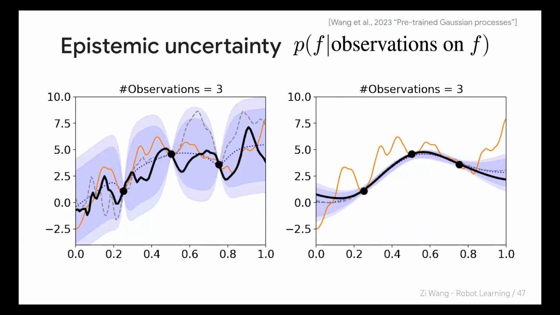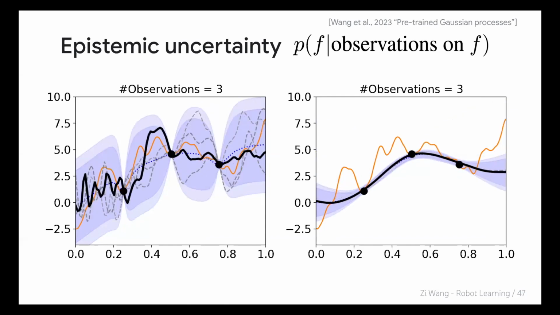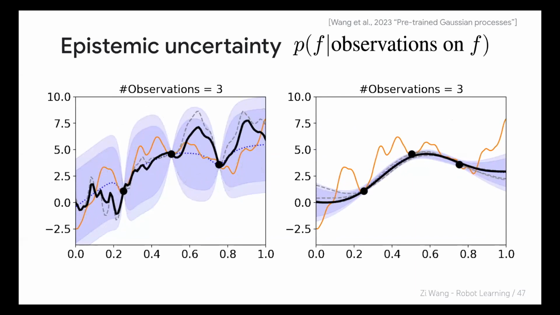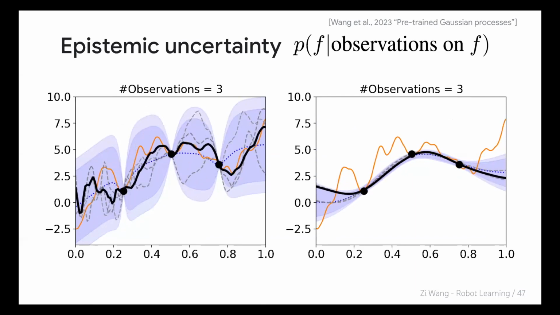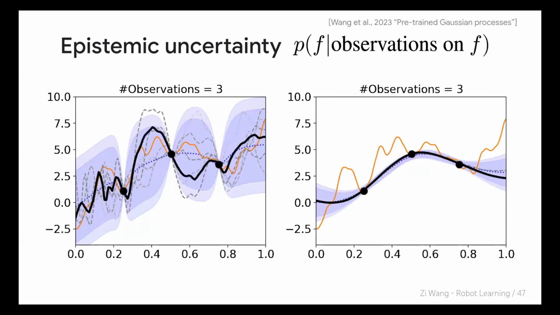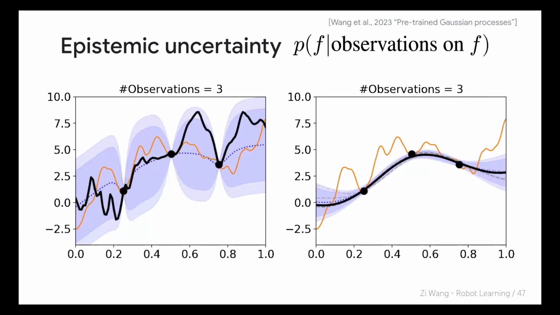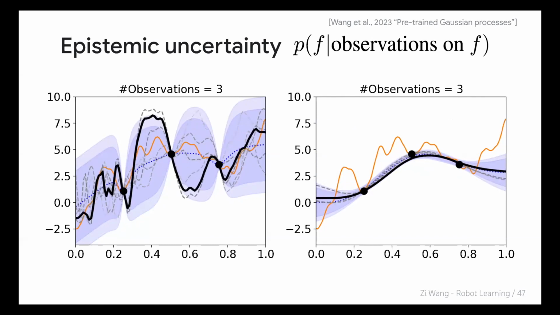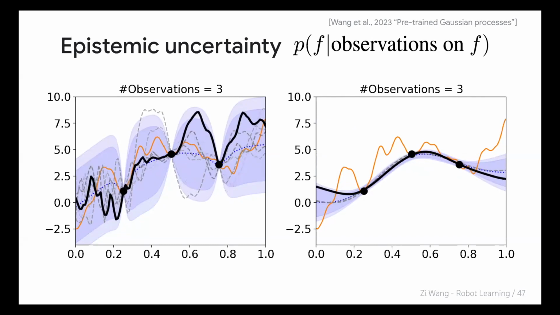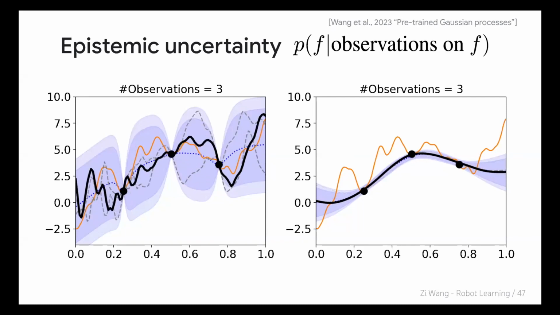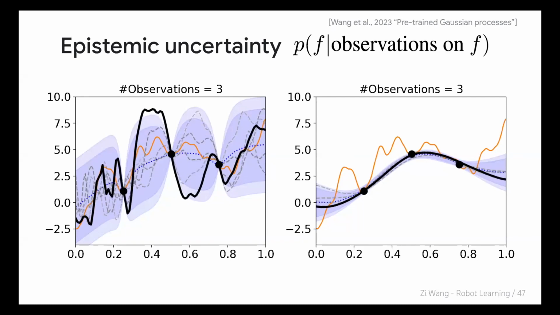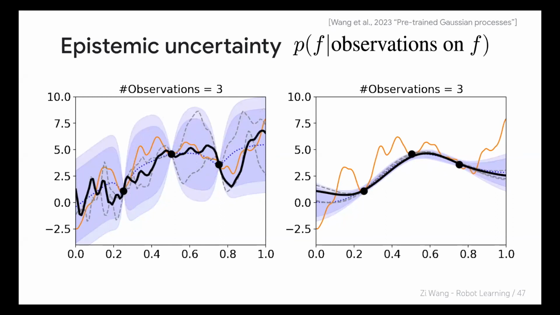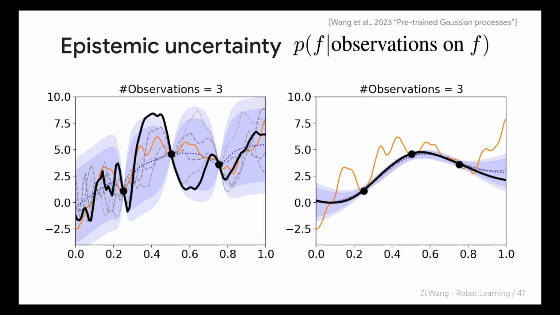And then the same thing happens once we have more observations. With 3 observations, our Gaussian process on the right-hand side is already pretty confident that, okay, I kind of know what the test function is. But on the left-hand side, it still has a lot of uncertainty because it knows that the function is a lot more wiggly than the assumption that we make on the right-hand side.